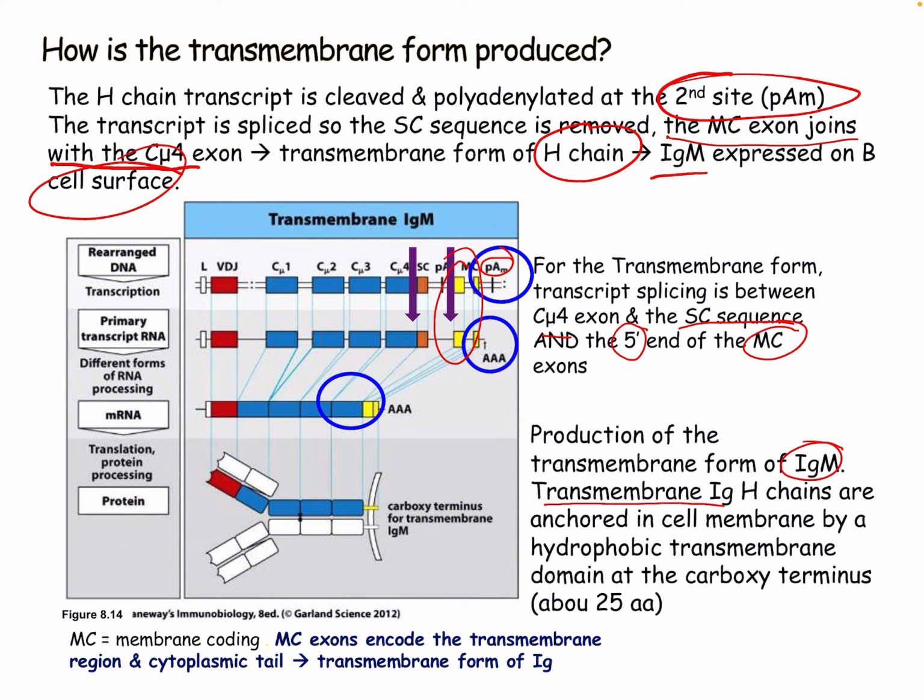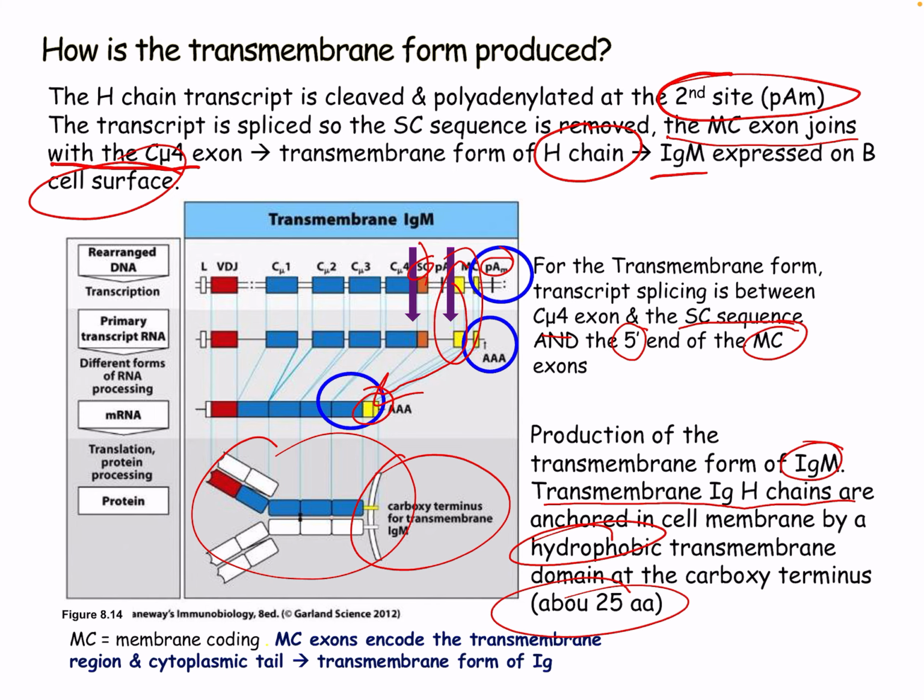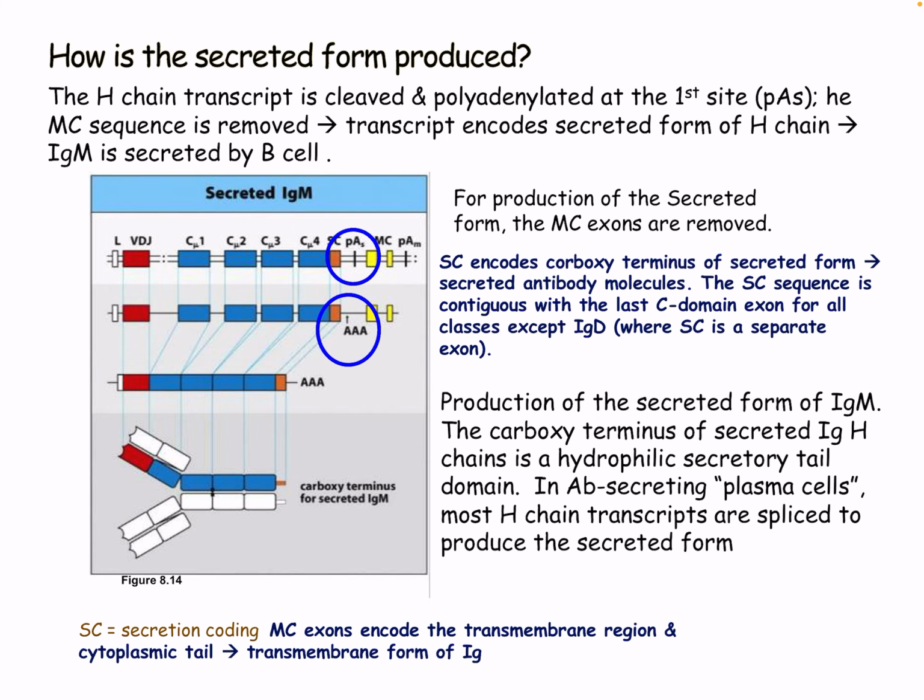Transmembrane immunoglobulin heavy chains are anchored in the cell membrane by a hydrophobic transmembrane domain at the carboxy terminus, about 25 amino acids long. So here's that carboxy terminus. Again, we have our MC portion coming down instead of our SC, which got cleaved, and now we form the transmembrane antibody, or B cell receptor.